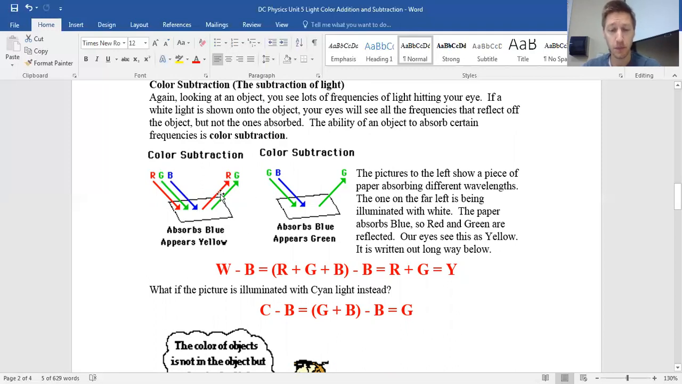So again, white light, red plus green plus blue, comes down, hits the paper, which takes out the blue, therefore red and green come off it, which we interpret as yellow.